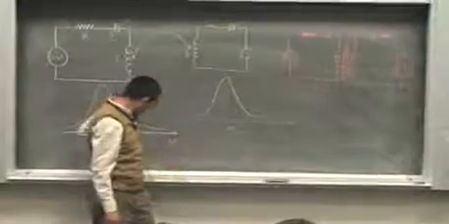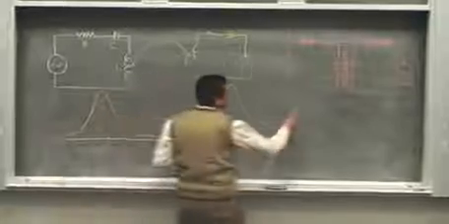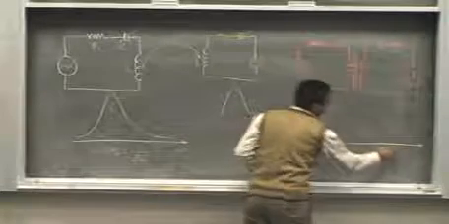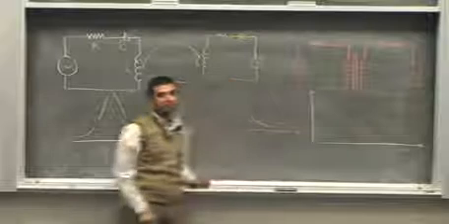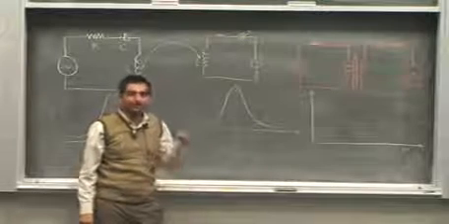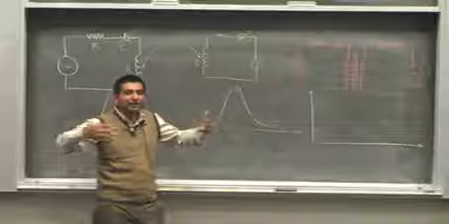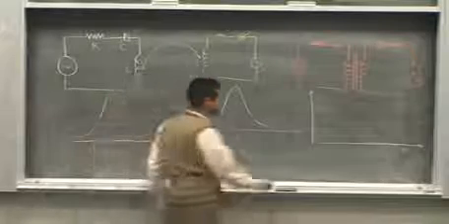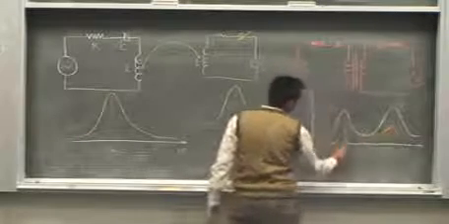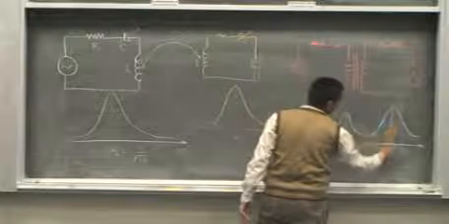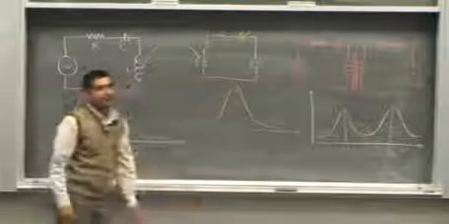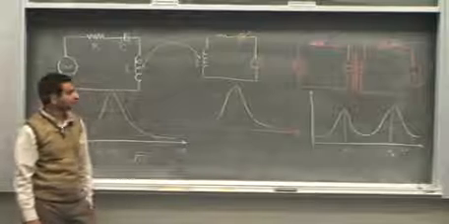Now, what are the resonant frequencies of this system? Will they be omega 1 and omega 2? No. The resonant frequencies will change. They will become omega 3 and omega 4. And this circuit will now have two resonant frequencies, some omega 3 and omega 4. Okay?